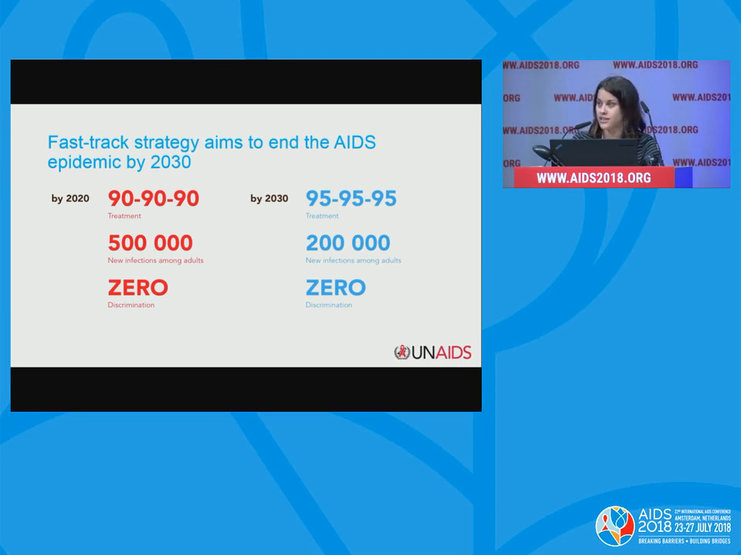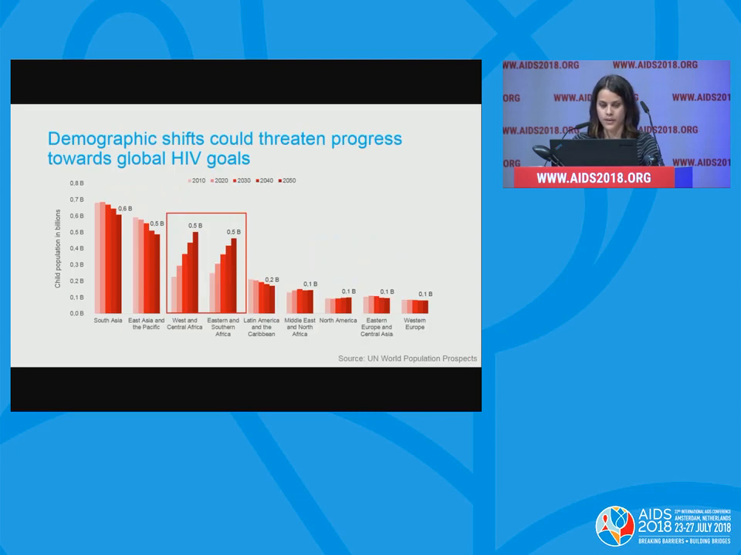In order to achieve this, UNAIDS created the Fast Track Strategy. It consists of treatment coverage goals in the 90s and later the 95s cascade, and it also calls for a dramatic reduction in new HIV infections among adults 15 and above. However, demographic shifts among children and adolescents under the age of 20 could threaten the progress towards these global goals.